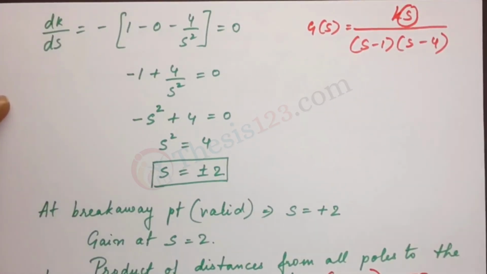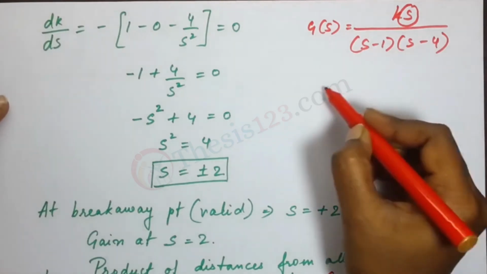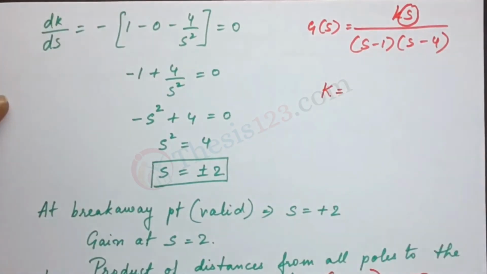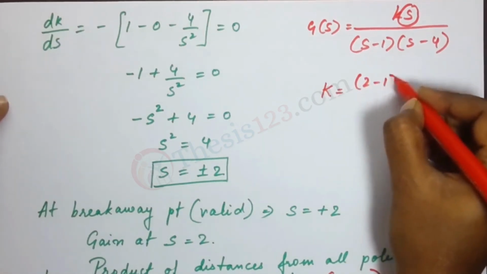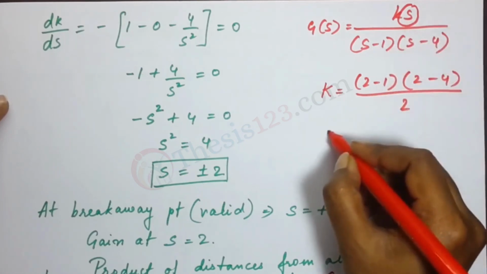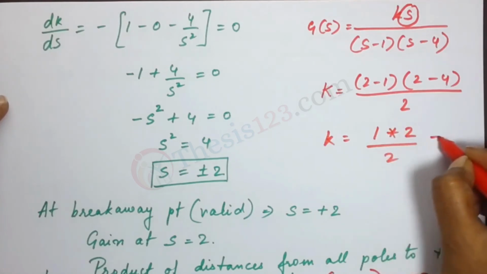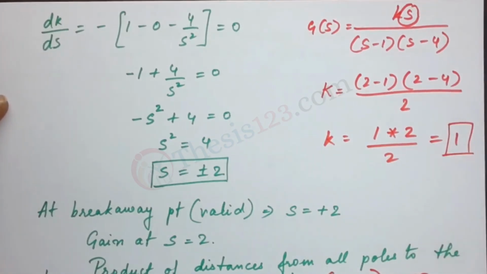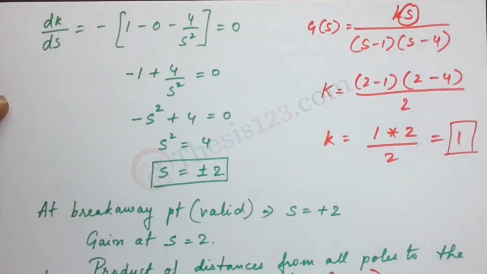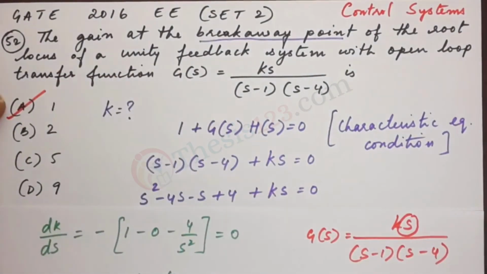So I'll just do it right here, please observe. So we have K is equal to product of distances, right? So that's the denominator. So that's (2 minus 1)(2 minus 4) divided by s, which is 2. So K is equal to 1 into 2 divided by 2, which is 1. So here 1 is the final answer, and that matches with option A.